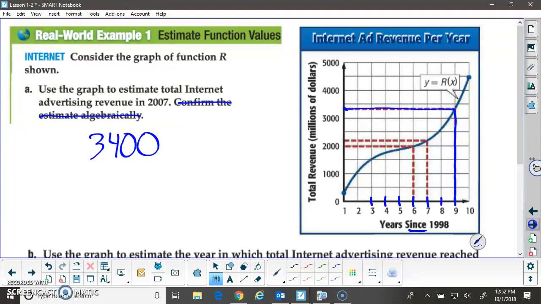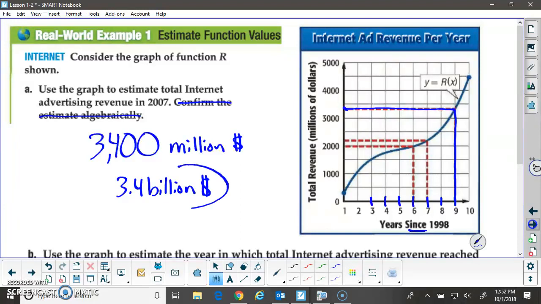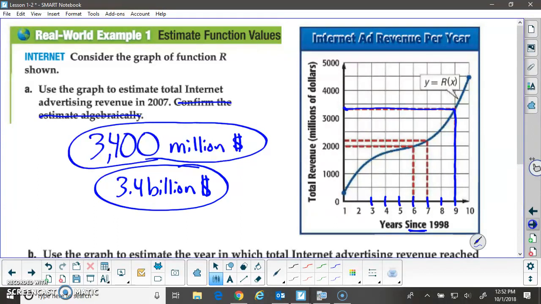Now, unfortunately, that answer would be marked incorrect because you need to label. And so the proper labeling for this problem would be 3,400 million dollars. Another way of answering that would be to say 3.4 billion dollars. So either one of those answers would work.